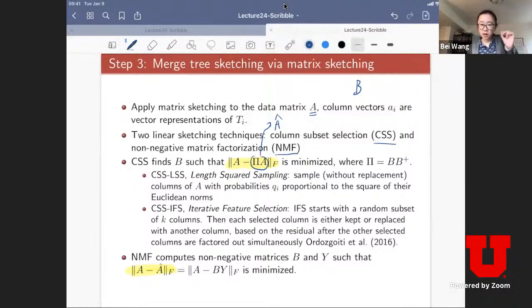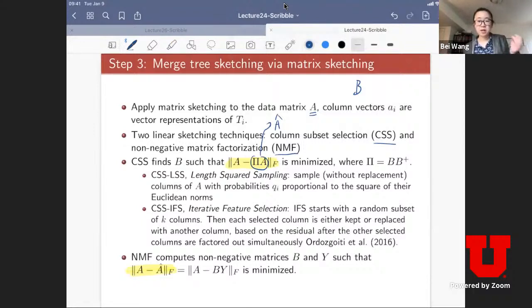And under column selection, there are 2 different types. One is called length squared sampling, which basically tries to sample the columns proportional to the square of their Euclidean norm. So you want to select the columns from A that have high norm. Those are essentially vectors that are in some sense more important, so you want to select them as your basis.